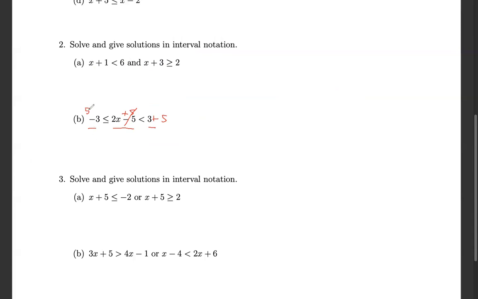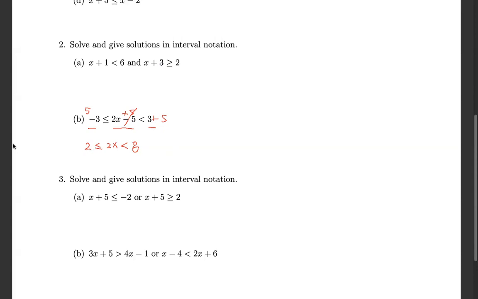Right? Positive 5 minus 3, left-hand side, I got 2. Then the middle part, negative 5 plus 5 is 0. So I'm left with 2x. Then less than 3 plus 5, which is 8. Okay. So I add 5 simultaneously on 3 sides.